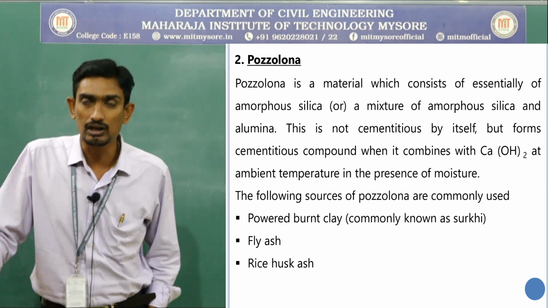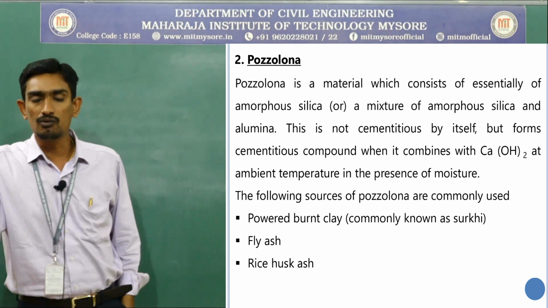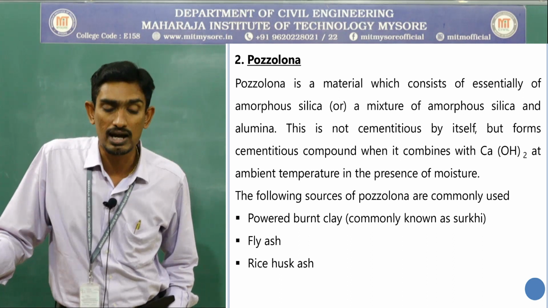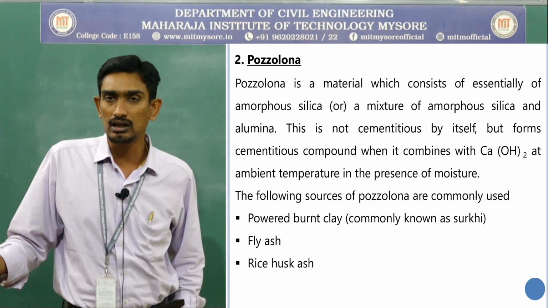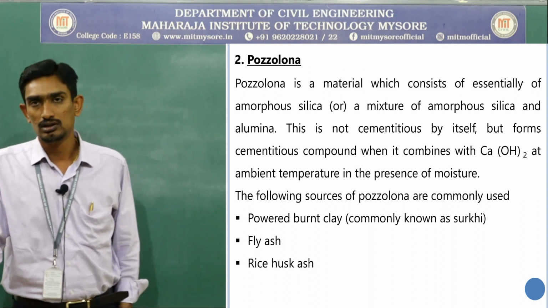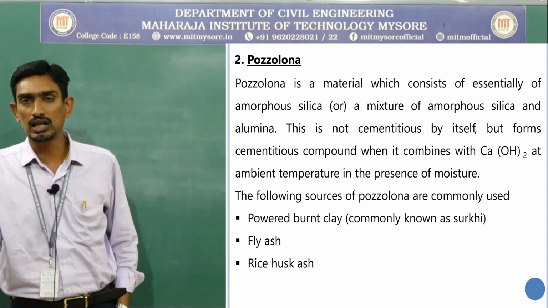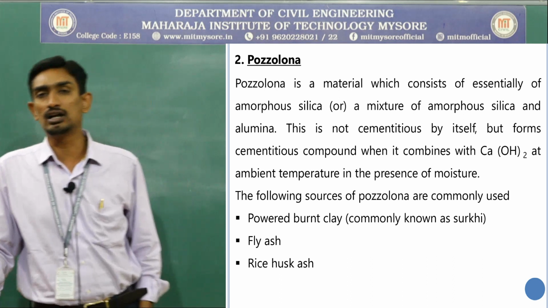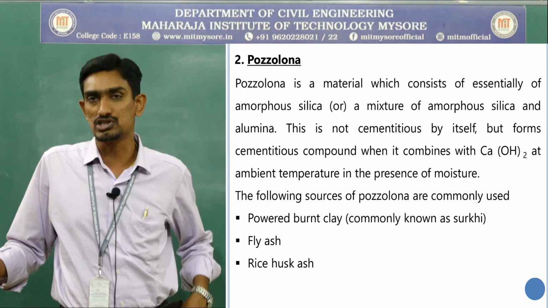As I mentioned regarding the pozzolana while discussing stabilized mud block, now we are going in detail regarding the pozzolana. We can see from the definition in the slide. Pozzolana is a material which consists essentially of amorphous silica. Amorphous means non-crystalline silica, or a mixture of amorphous silica and alumina, non-crystalline silica and alumina. This is the chemical composition.